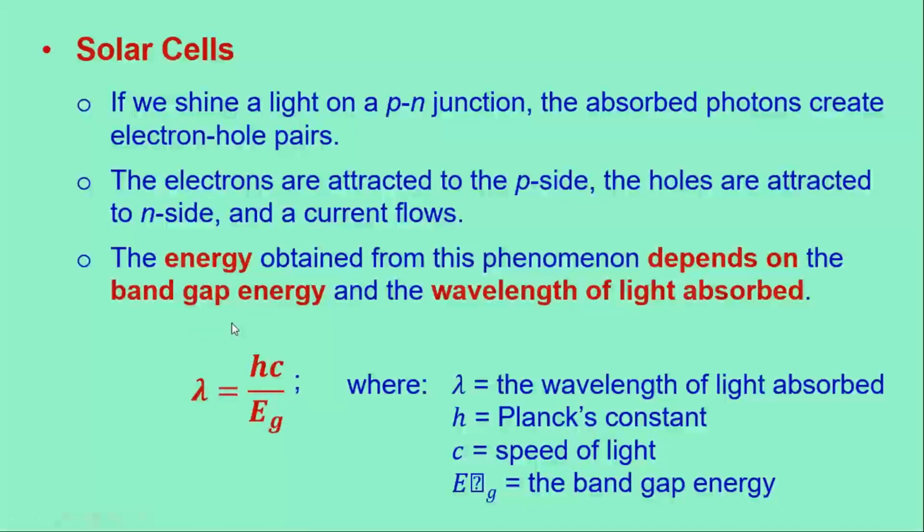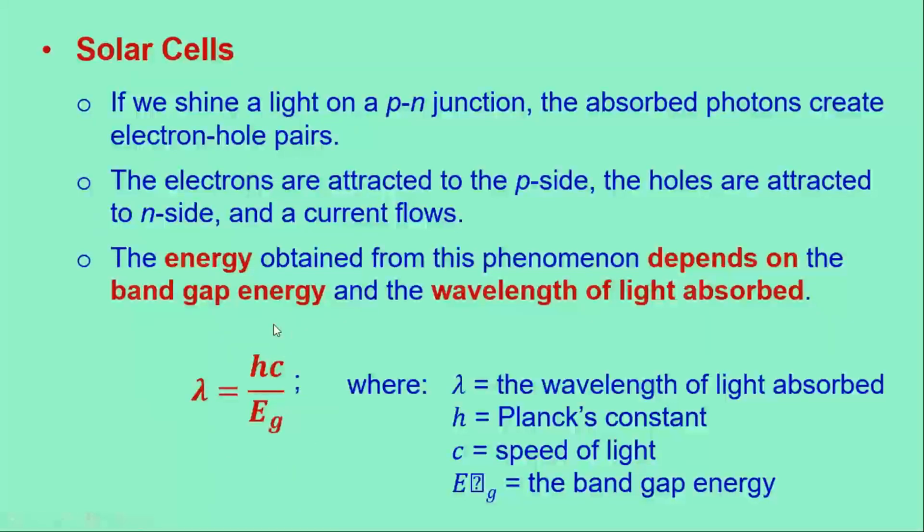So we can actually determine the energy obtained from this phenomenon, from this light energy. How much energy, what wavelength? In terms of light, the energy is determined by the wavelength of that light. Shorter wavelength light, blue light for example, has higher energy than longer wavelength light, like red light. So the input energy we need to move these electrons across the band gap is the band gap energy, which can be obtained from the wavelength of light absorbed.